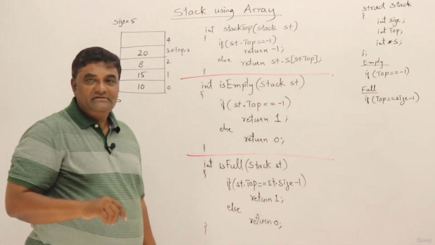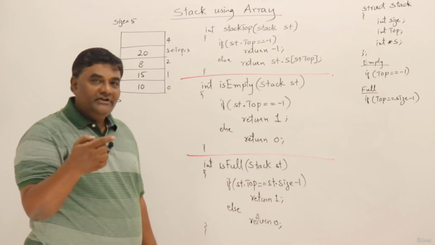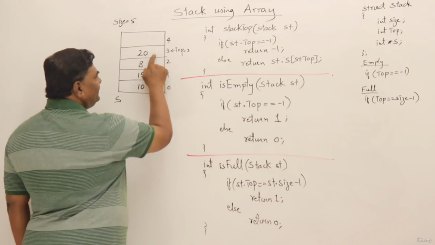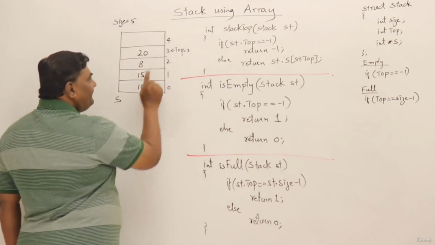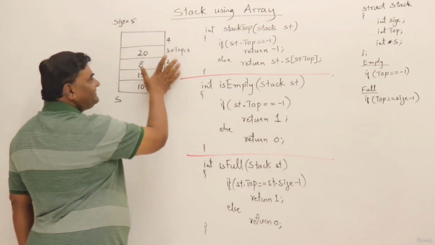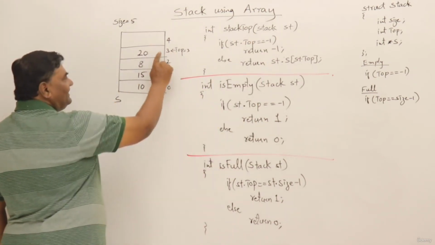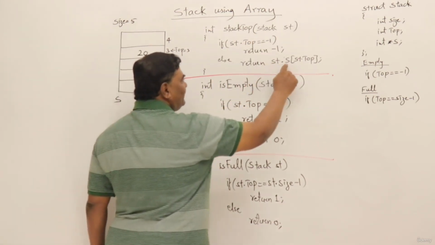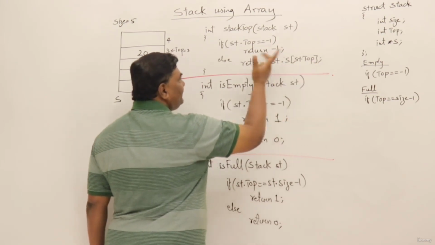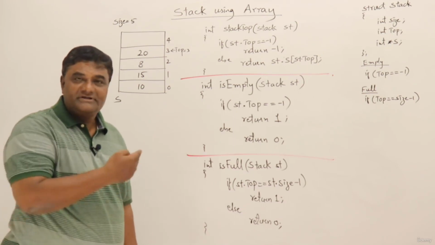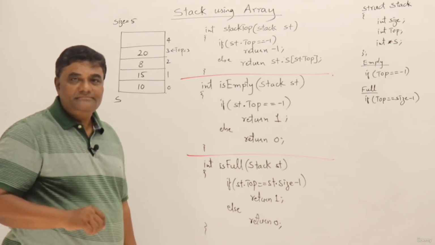Otherwise, there are some elements. So wherever top is pointing, it should return this value. So what is this value? S of top. But this is inside structure st, so it should be st.s of st.top. So st.s of st.top, it should return this value. So that is stack top. And there are simple statements, so the time is constant.